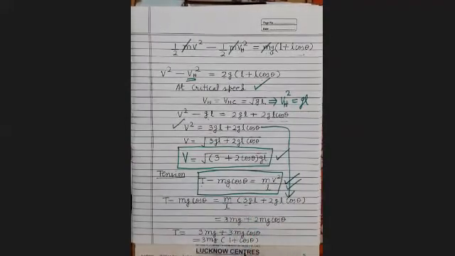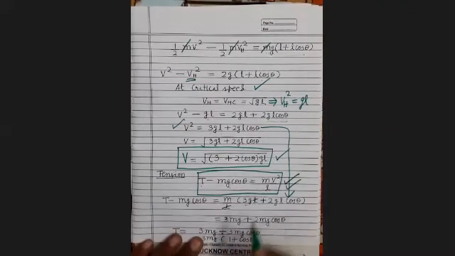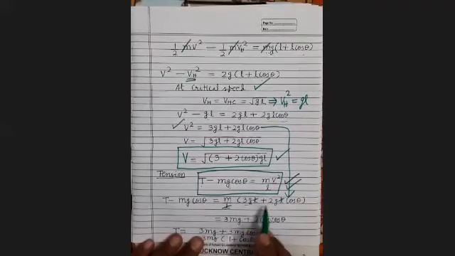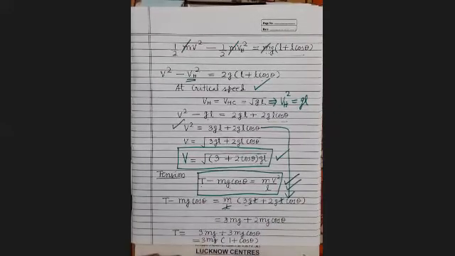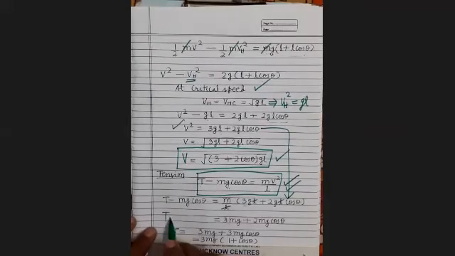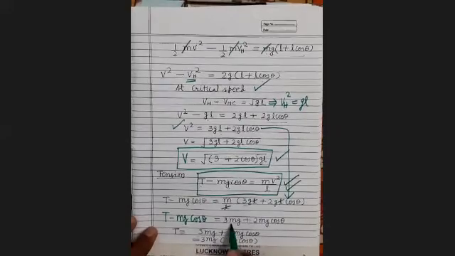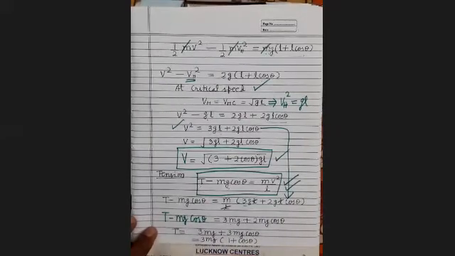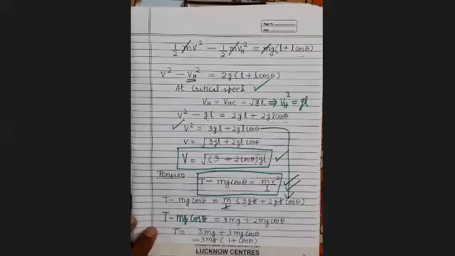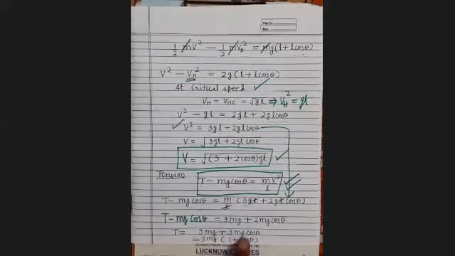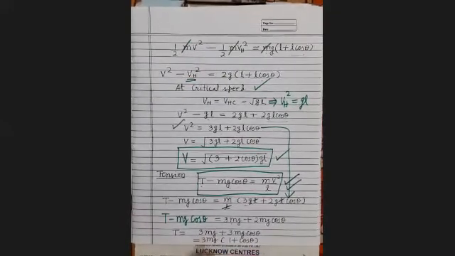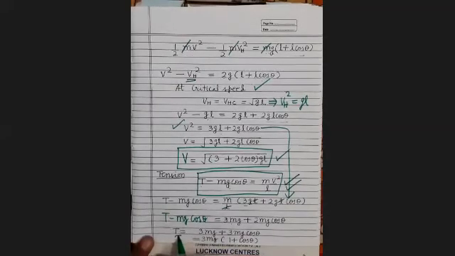When m upon L is multiplied inside, L and L cancel. What will you get? 3mg plus 2mg cos theta. Means T minus mg cos theta will be equal to 3mg plus 2mg cos theta. When you take it to the other side, it will become 3mg plus 3mg cos theta, or 3mg you can take out common, so this will be the tension.